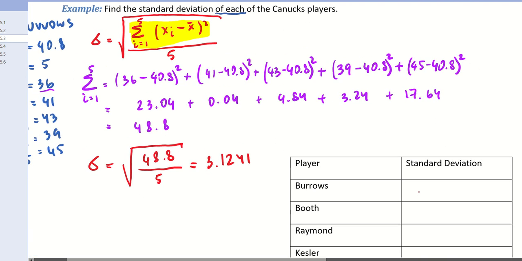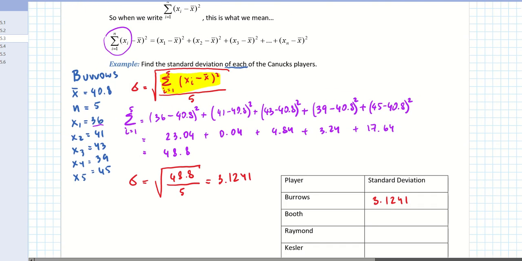So that's going to go right here, 3.1241. So as you can see, that's quite a bit of work just for one calculation. We had to deal with a lot of values. We had to do a lot of calculations just to get this. So how can you do this on the calculator?